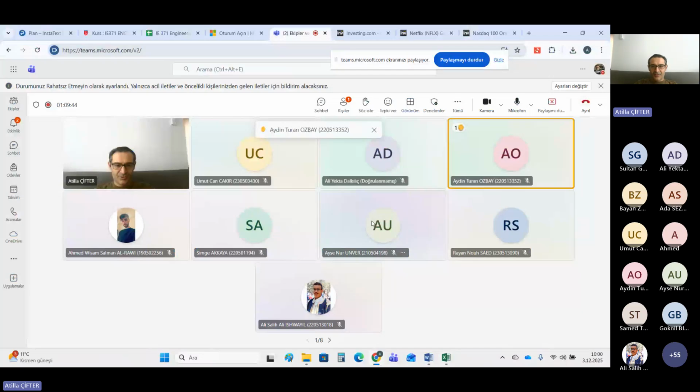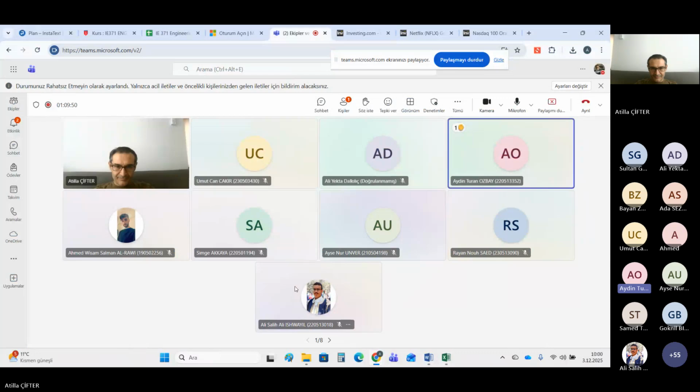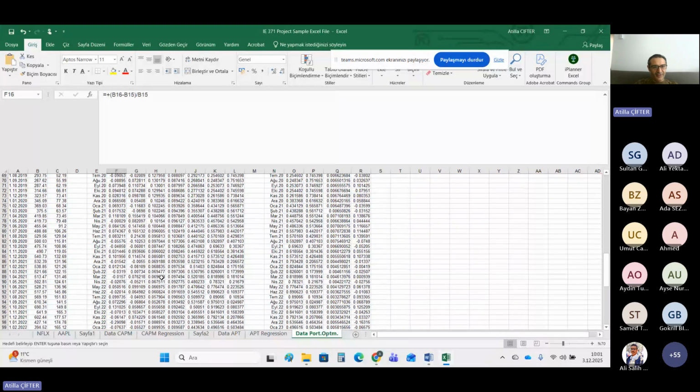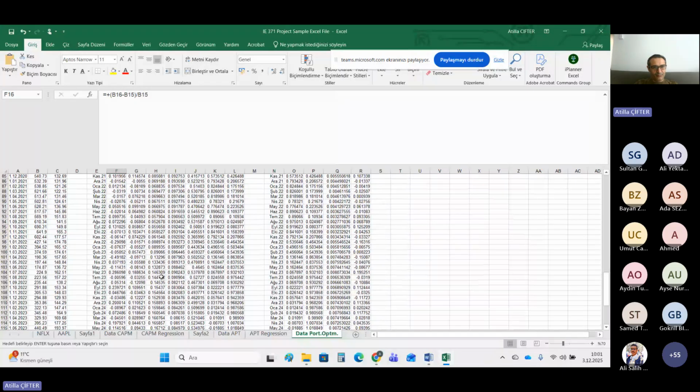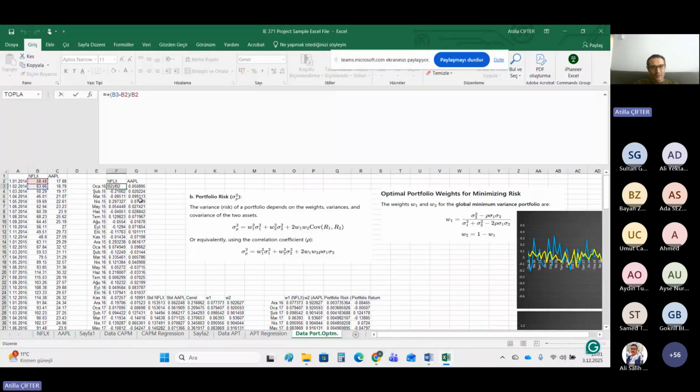No question. I have a question, hocam. Yes, Aydın. For portfolio analysis, in the beginning of the analysis, how do we know the standard deviations without knowing the weights and variances? Here, when you select your two individual stocks, Excel calculates the returns. Then it calculates the standard deviation and correlation, and then the optimum portfolio weight is calculated with Excel.